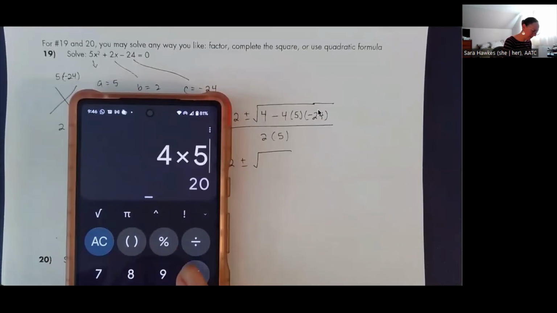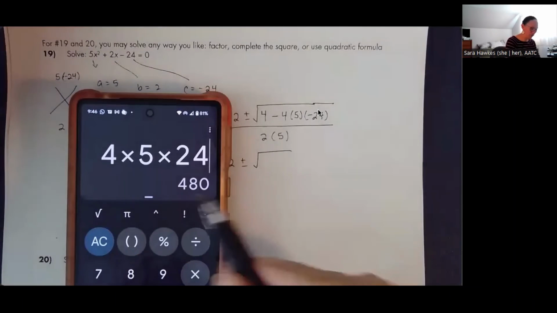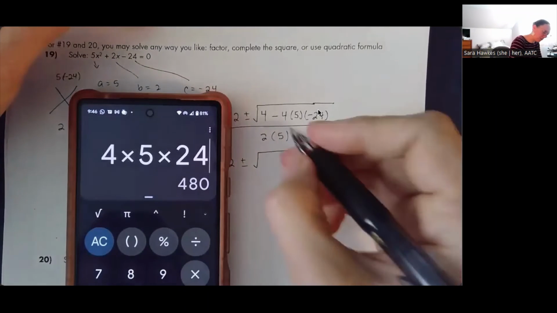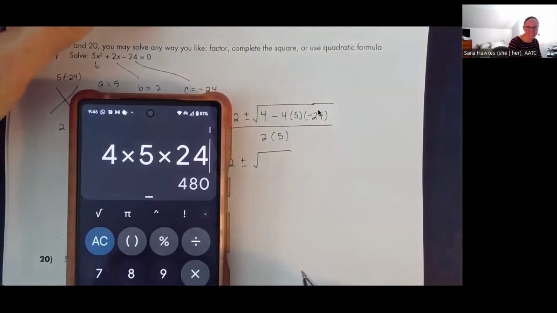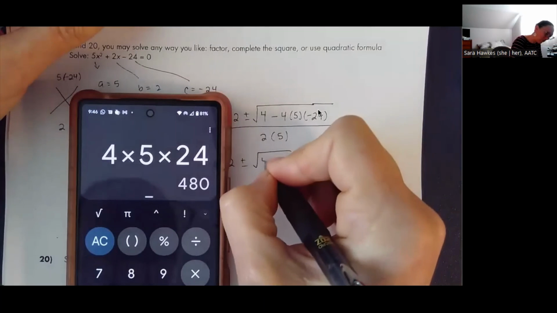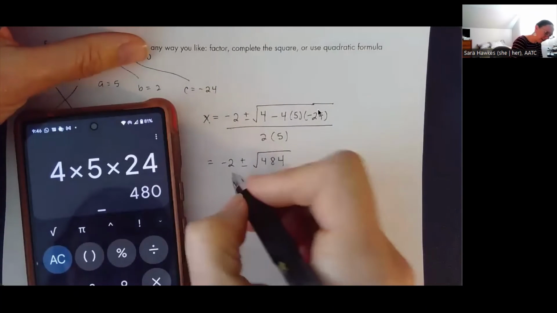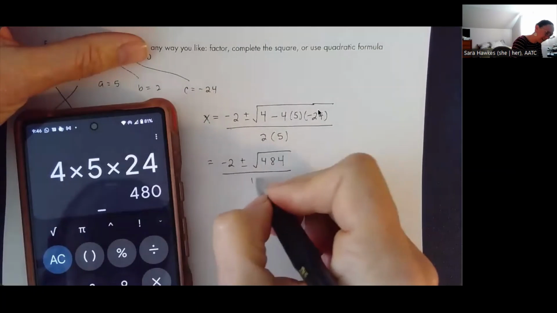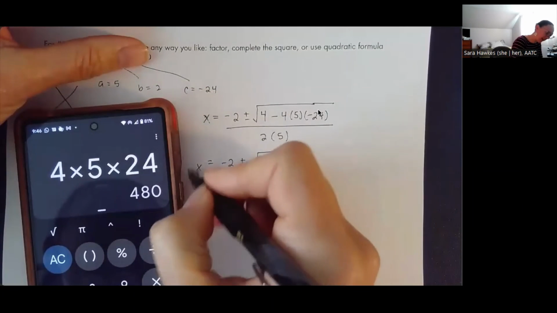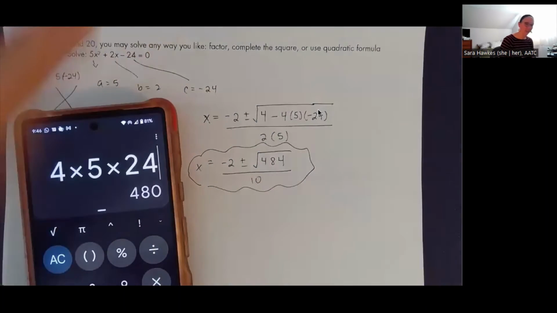4 times 5 times 24 is 480. So a minus would make that a plus. So I would have 484 inside of the square root. That whole thing, 2 times 5 is 10. And we could quit there and call that our final answer.